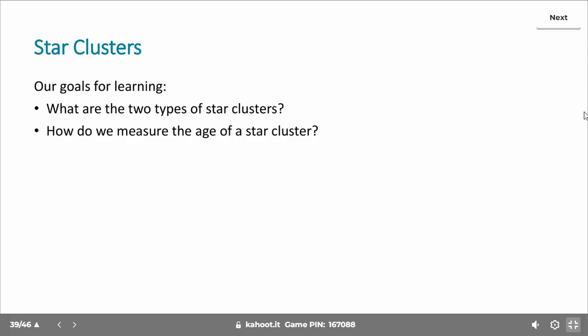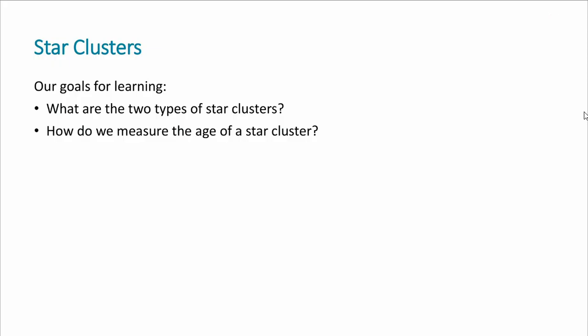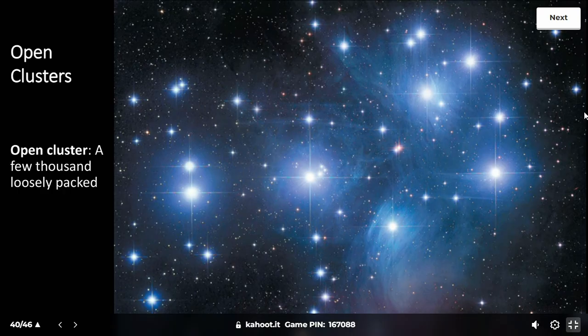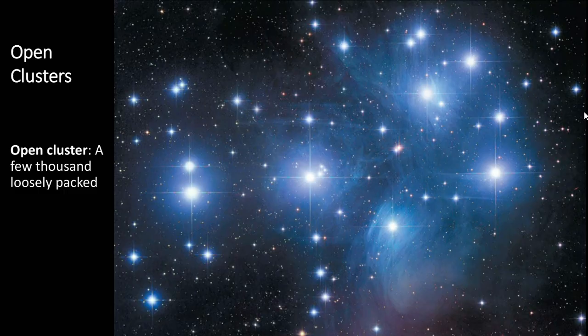One of the interesting things that we can do with the HR diagram is use it to study star clusters, and more specifically the ages of stars in a star cluster. There are two different types of star clusters. There are open clusters, where you have maybe a few thousand stars that are not very close to each other, but are still interacting with each other gravitationally very loosely.